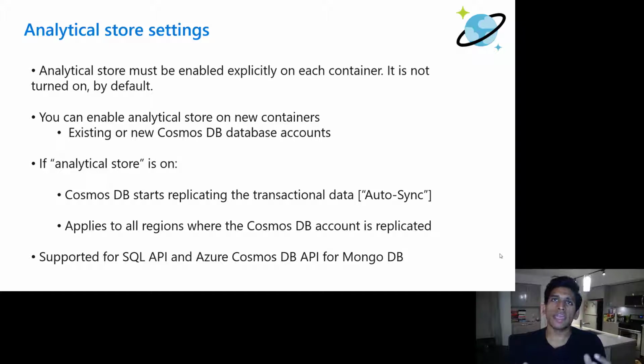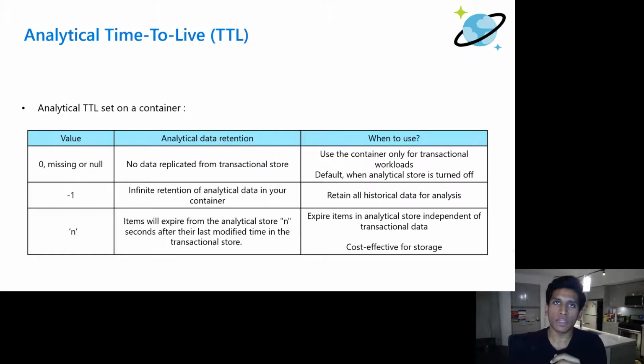Today, you can enable analytical store when creating a new Cosmos DB container, either in an existing or new Cosmos DB database account. Support for the ability to enable analytical store on existing Cosmos DB containers is coming soon. Once you create a Cosmos DB container with analytical store enabled, autosync kicks in without you having to set up anything more in all the regions where the Cosmos DB database account is replicated. Today, Synapse Link is supported for SQL and Cosmos DB API for MongoDB.